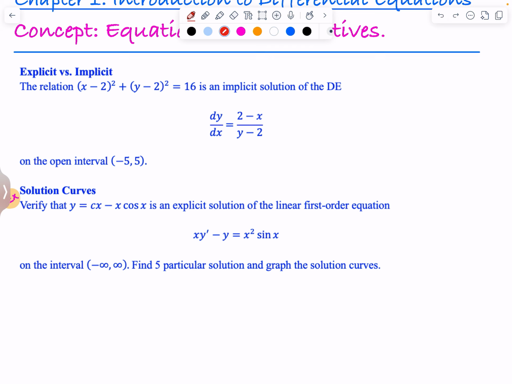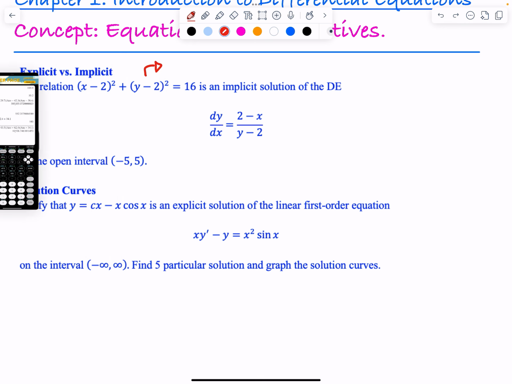So take a look here. The relation, that's a circle with radius 4, at 2, 2, is an implicit solution of the DiffEq on the open interval. Now, I could take this and solve for y, and I'm going to get this plus or minus in my answer, two answers, or I could just leave it the way that it is.